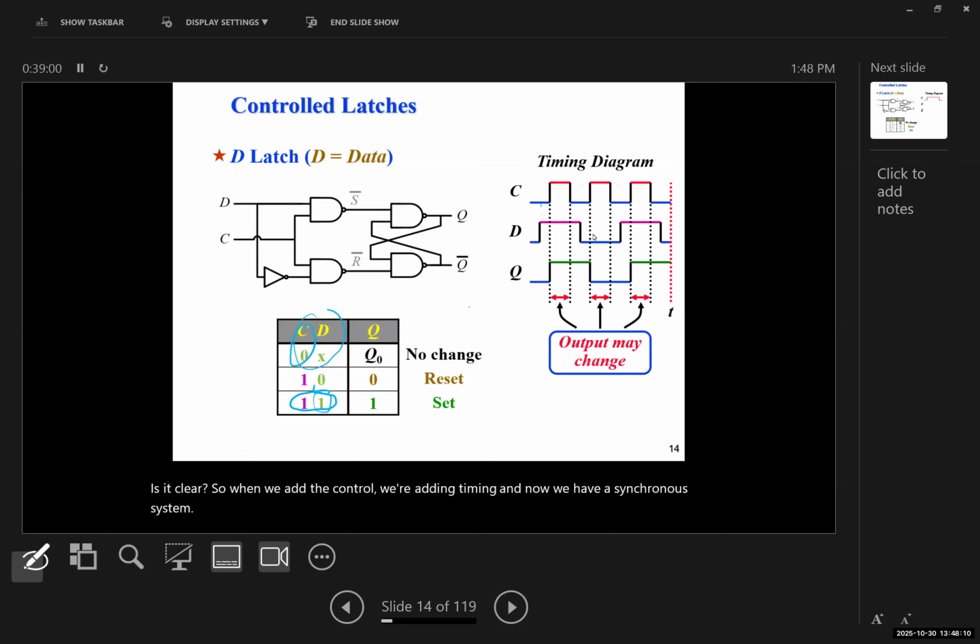So the output may only change when C is equal to 1, and we have a change in the D. As long as the C is 0, no matter what we put as the data input, the output will not change.